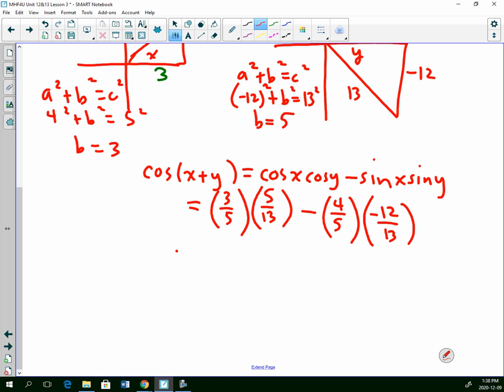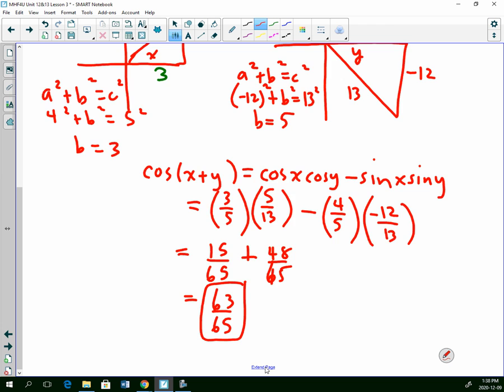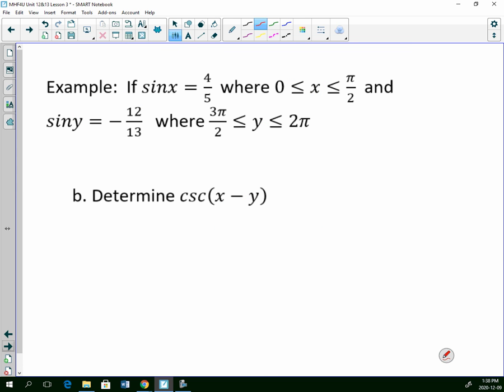And then I just have to simplify my answer. So we'll multiply the first two together. And in the second two, we have a negative times a negative, so that's a positive. And we have 48 over 65, and then we'll add those together. They already have a common denominator, so we can just go ahead and add and get 63 over 65. Okay, so let's do one more.